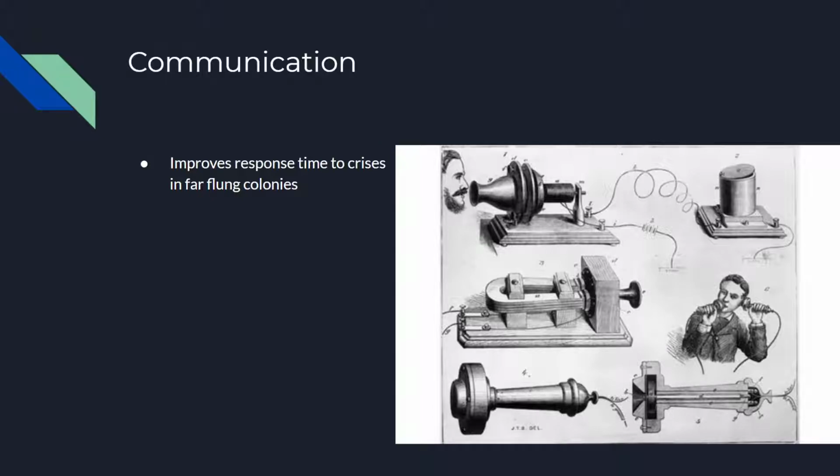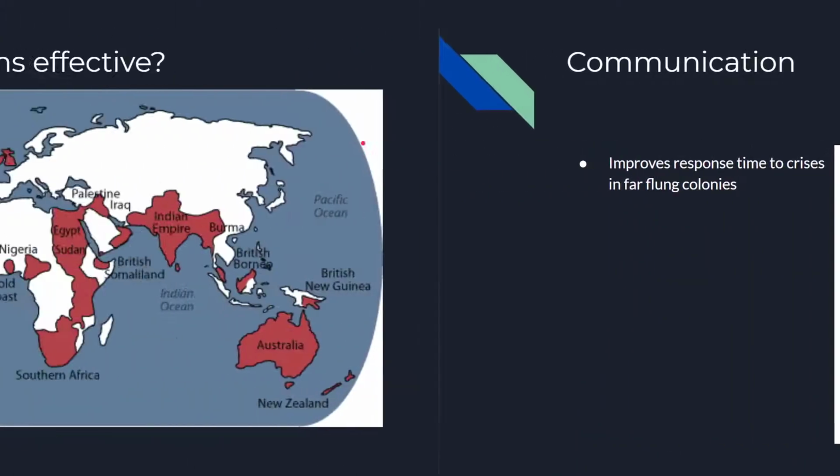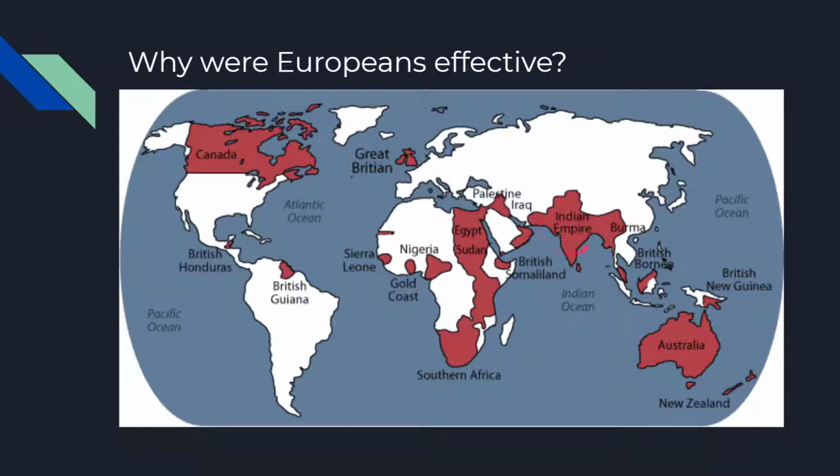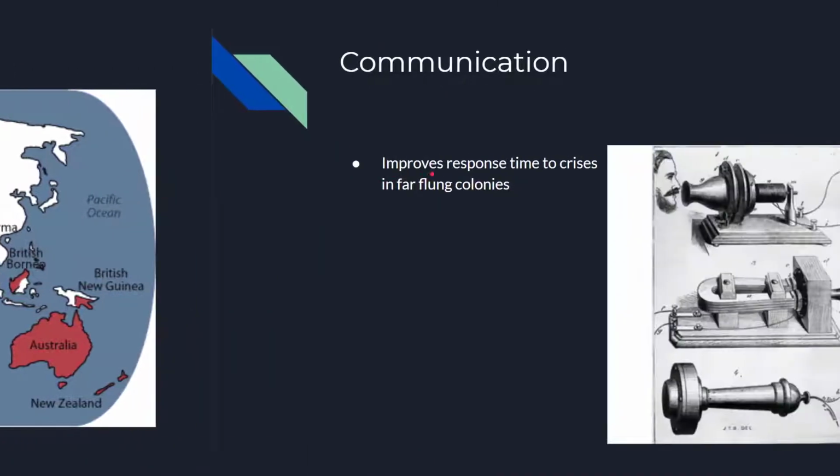This also applies to quashing attempts by other European countries to intrude upon your colony. If Great Britain has interests in India, and Germany or France or Spain tried to take over and control the Indian Empire, then this instantaneous communication means that Great Britain can respond much quicker in those times of crisis.